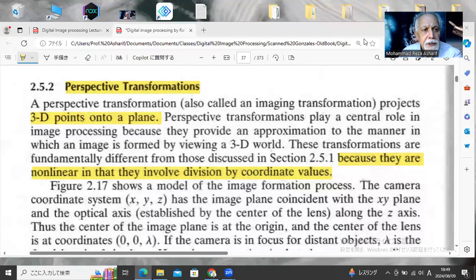Okay, this is the digital image processing, lecture number 9, a series of lectures given for digital image processing. And today I would like to talk about the perspective transformation.